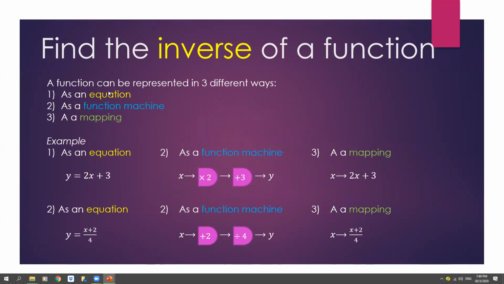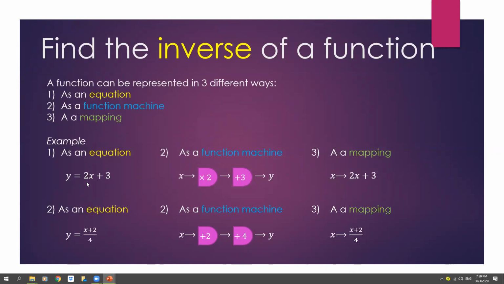Okay, a function can be represented in three different ways: as an equation, as a function machine, and also as a mapping. For example, what we have learned is y equal to 2x plus 3. It's just something like an equation. We use the symbols x and y to represent unknowns because they keep changing. It can be 1, 2, or 3, and every time x changes, y also changes.